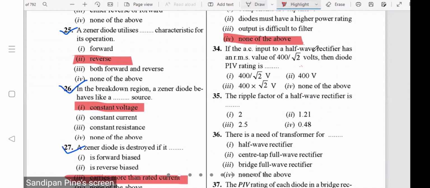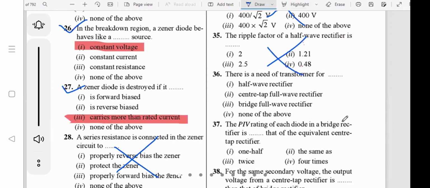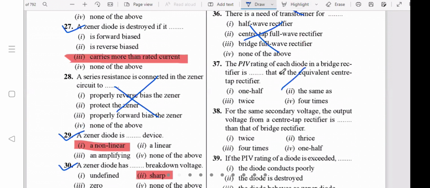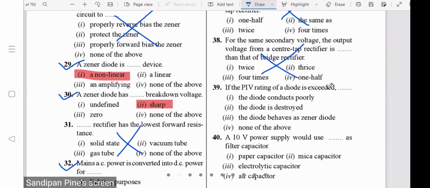Half-wave rectifier we haven't taught you yet, so this we will discuss after the class. Ripple factor, after the class. Transformer need, after the class. This is also after the class. This is also rectifier, after the class.